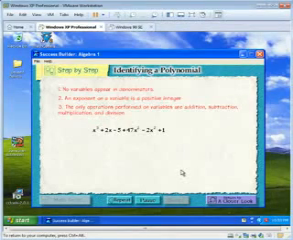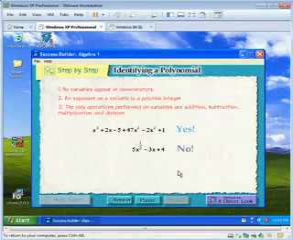This one should be simplified, but yes, it is a polynomial. Here's another. There are no variables in denominators, but notice that the exponent is a fraction. This one is not a polynomial.